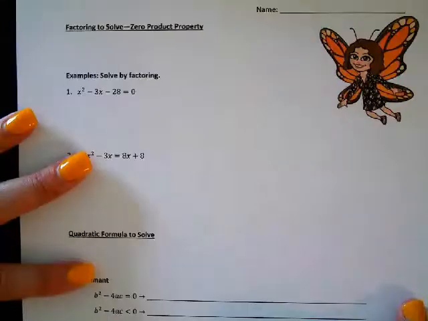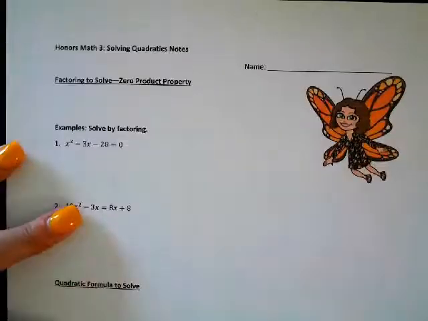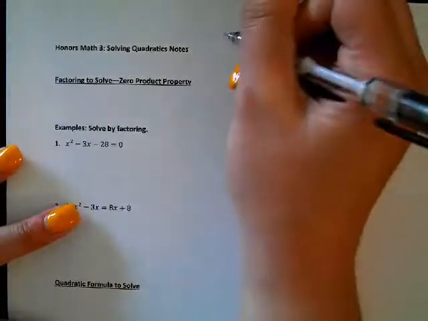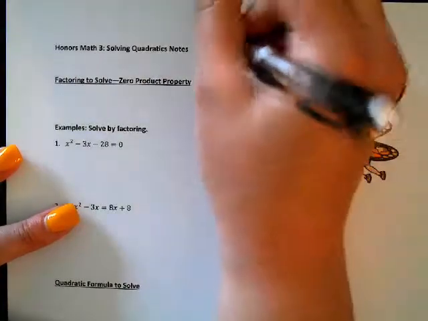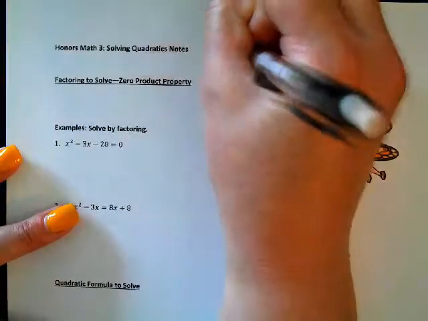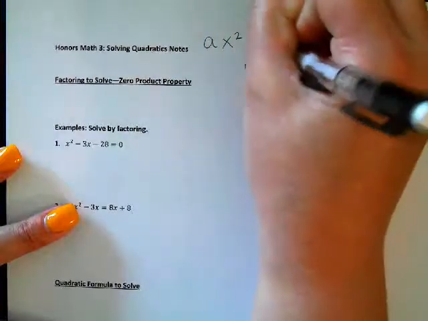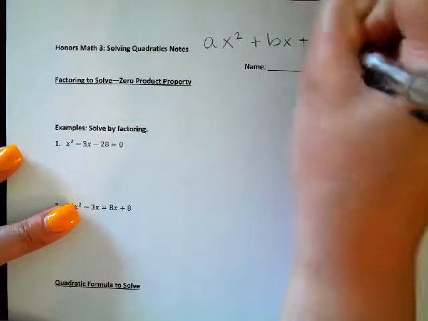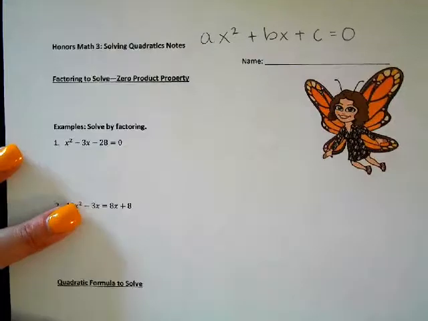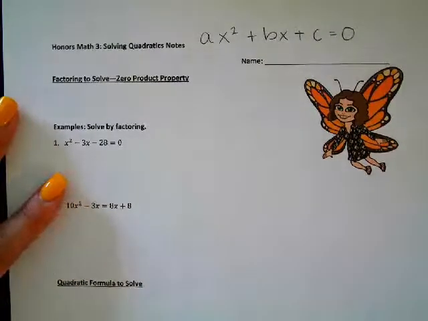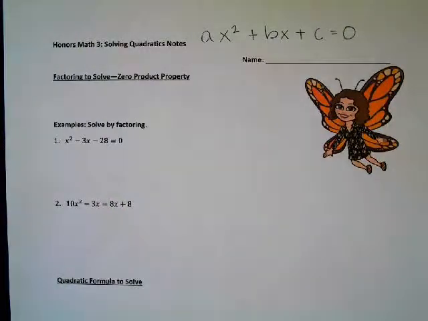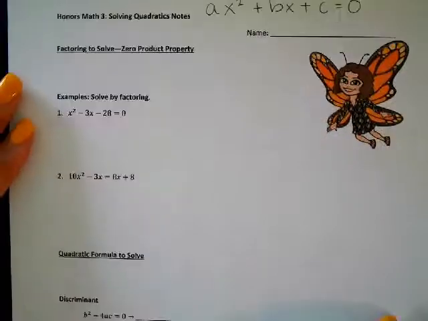So either way, when you're solving quadratics, the very first thing you want to do is to get the quadratic written so that it equals 0. So very first thing, you want it to be written as ax squared plus bx plus c equals 0. That's the first step regardless of your method of solving. And then after that, you can use one of these two methods depending on the instructions, depending on what the numbers look like, that sort of thing.